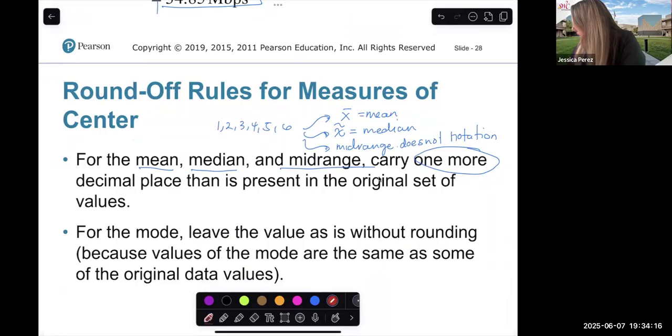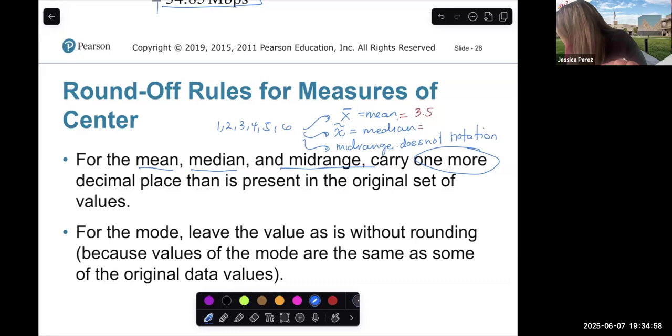But if we're looking at the mean, from 1 through 6, and we want to find the mean of that, we're going to do one more round-off rule. What does that mean? Well, what's 1 plus 2 plus 3 plus 4 plus 5 plus 6? 21. And then that gives us 21 over 6. We get 3.5.